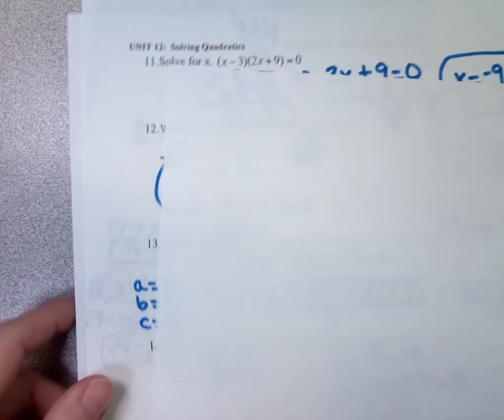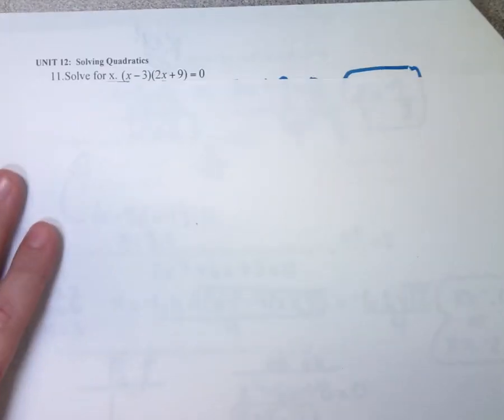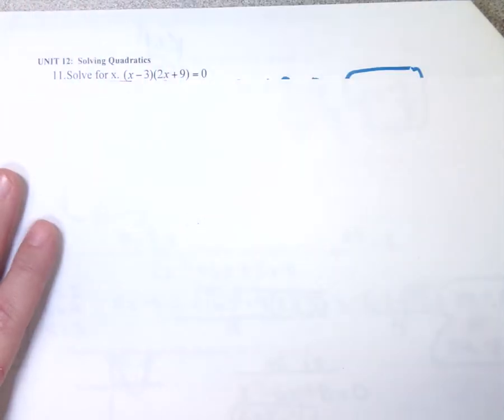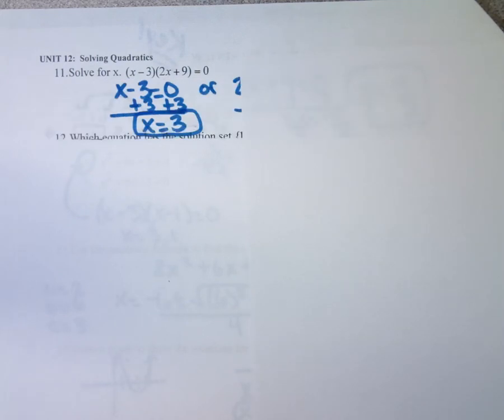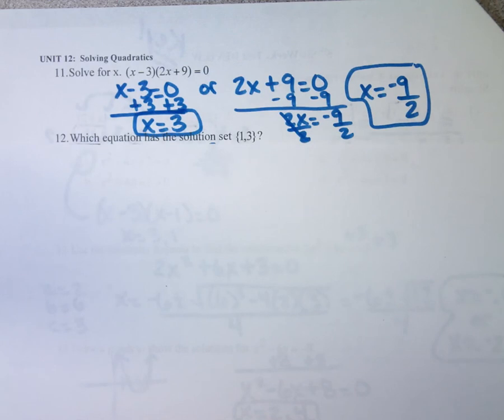All right, let's finish. Okay, number 11. I'm solving. Since this is already factored, something times something equals 0, then I'm ready to solve. So I set my first factor equal to 0, and I solve that. I set my second factor equal to 0, and I solve that. And that's the answer.